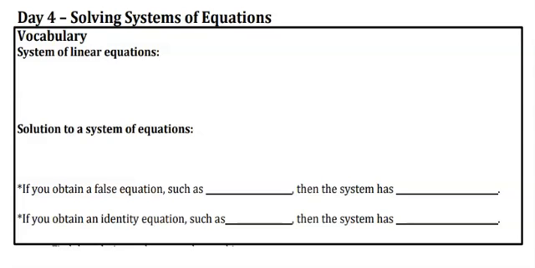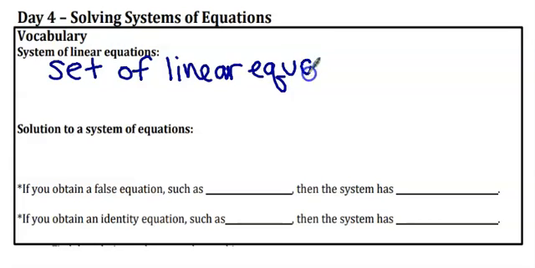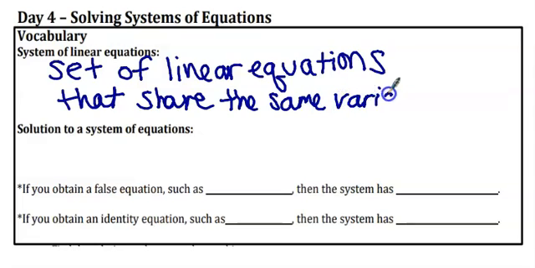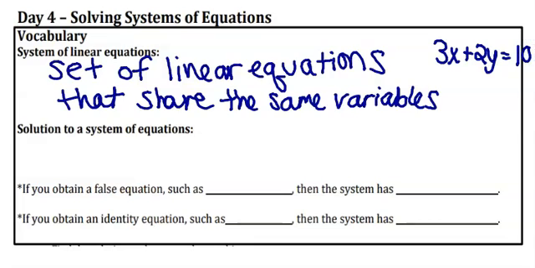So let's talk about a system of linear equations. That is a set of linear equations that share the same variables. Okay? So a set could be something like 3x plus 2y equals 10, and 4x minus 6y equals 20. They both have an x and they both have a y, so they work together to figure out what those solutions would be.